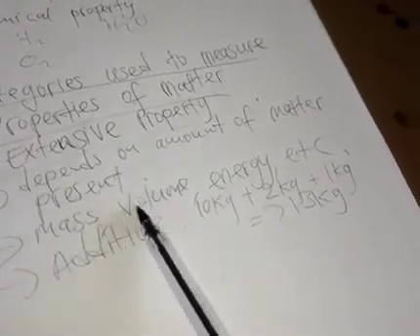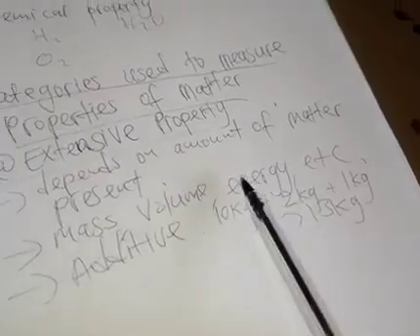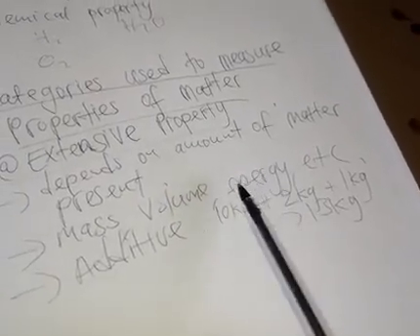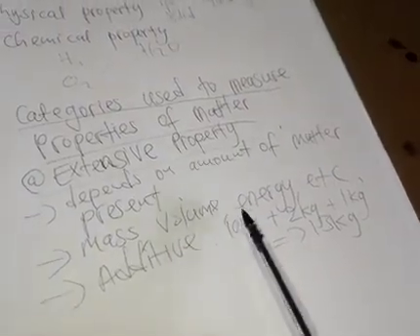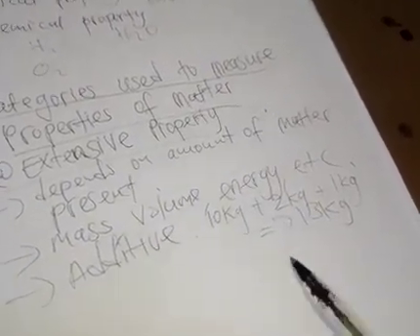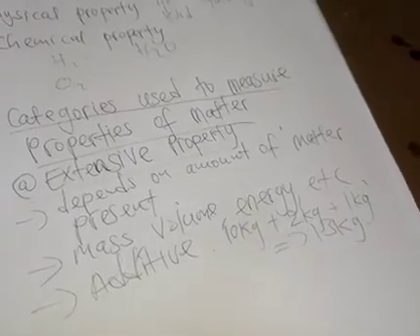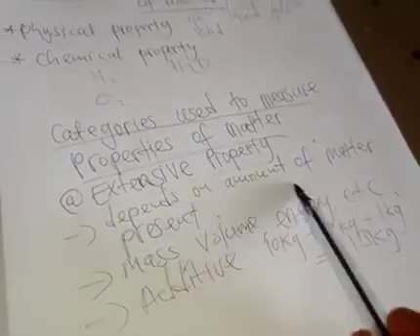Same as volume. You have a 20 liter volume of water, another 20 liter. You can add them together to find the total. Same as energy. You have 10 kilojoules plus another 4 kilojoules. So you can add them to find the total.